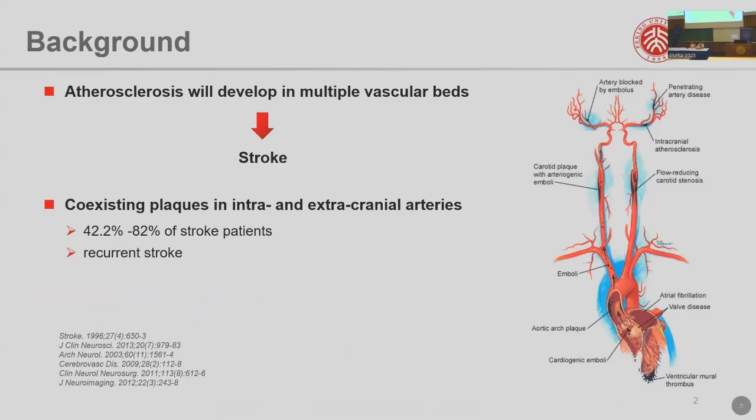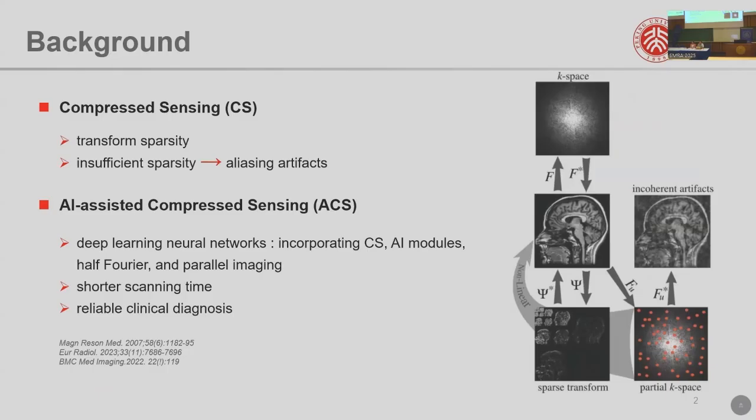Atherosclerotic stenosis, known as a systemic disease, will develop in multiple vascular beds, and is a major cause of ischemic stroke. 42.2% to 82% of stroke patients have coexisting plaques in intra and extracranial arteries. The coexisting plaques were related to recurrent stroke. In recent years, compressed sensing has been widely used in rapid MR imaging. However, its insufficient capacity may lead to uneasy artifacts.